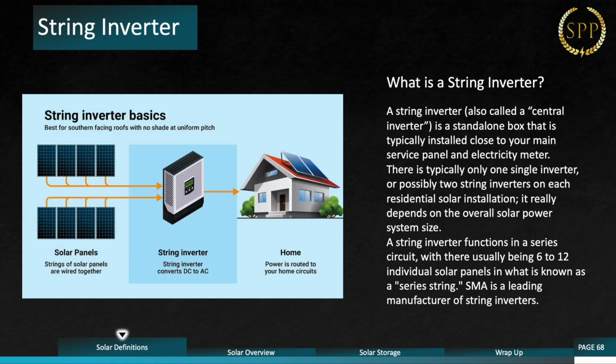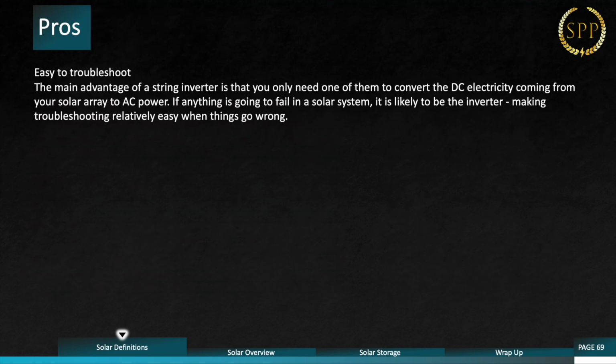Now, a string inverter functions in a series circuit. There are usually between 6 to 12 individual solar panels in what is called a series string or an array. SMA is the leading manufacturer of string inverters. Now, this is important to know when it comes to series string. It means they're working together. So, there are some pros to having this type of system.